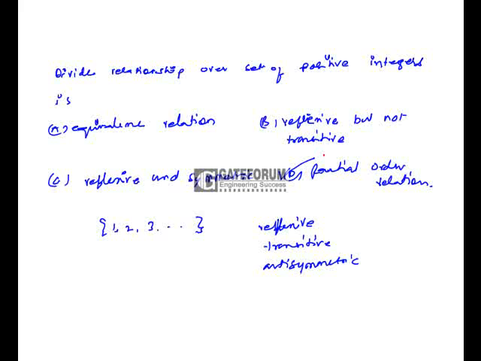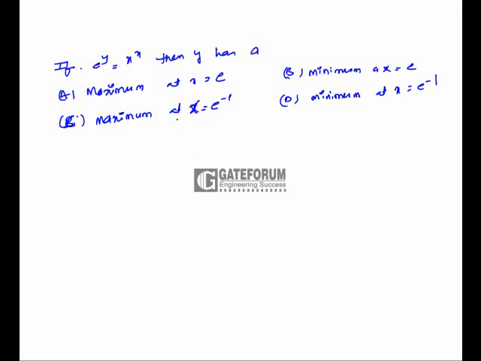which is option D. If e power y is equal to x power x, then y has option A maximum at x is equal to e, option B minimum at x is equal to e, option C maximum at x is equal to e inverse, e power minus 1, option D minimum at x is equal to e power minus 1. So given e power y is equal to x power x, from this y is equal to x log x.